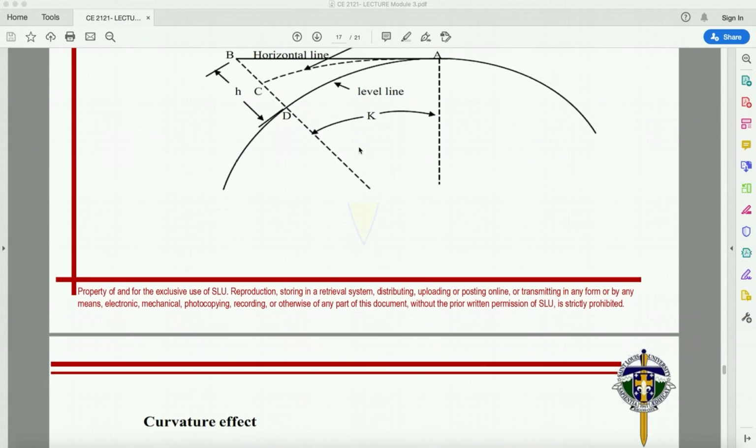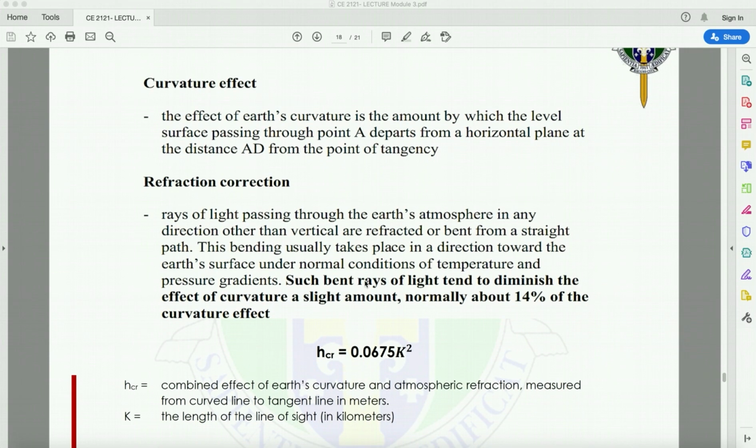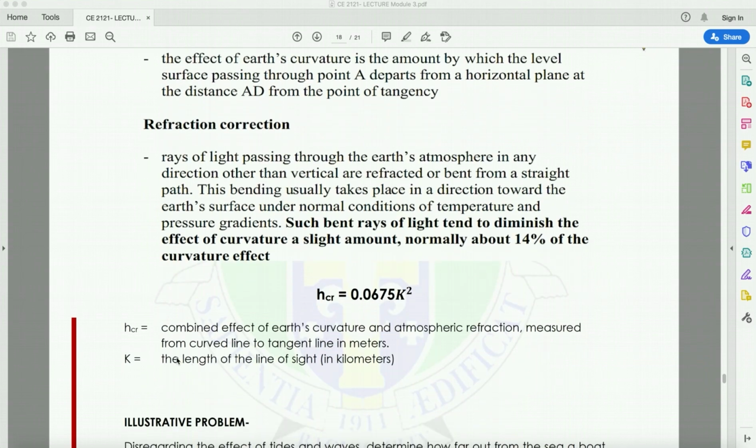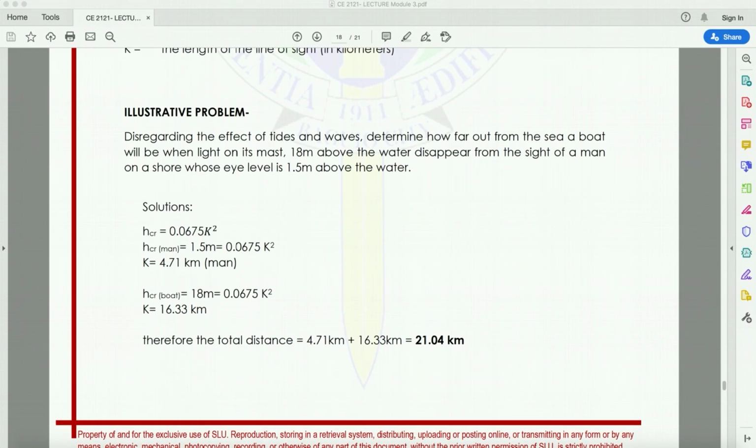Yan, dito yung tangency natin. Okay? So, such bent rays, K is the length of the line of sight. And take note, K is in kilometers. Okay? So, let's try this illustrative problem.